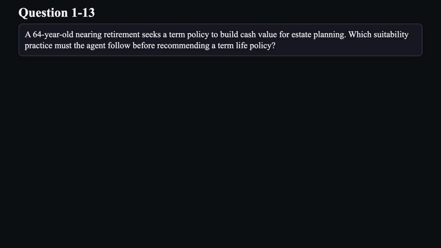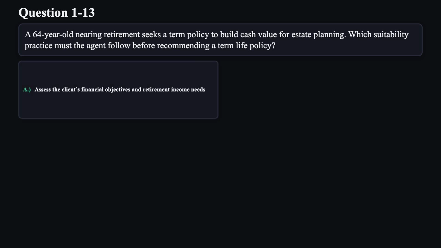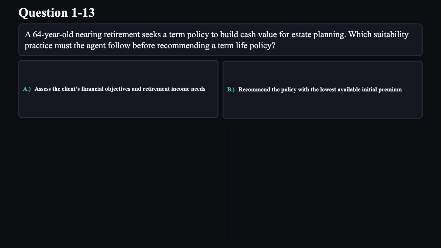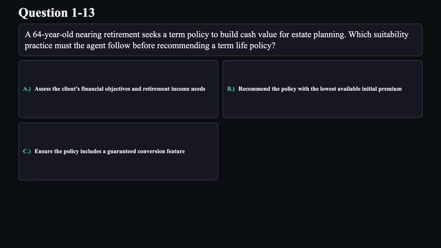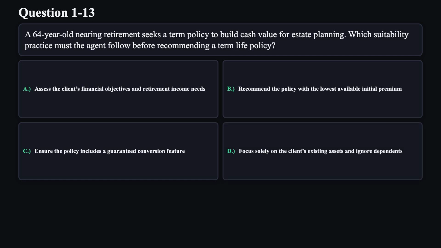Question 13. A 64-year-old nearing retirement seeks a term policy to build cash value for estate planning. Which suitability practice must the agent follow before recommending a term life policy? A. Assess the client's financial objectives and retirement income needs. B. Recommend the policy with the lowest available initial premium. C. Ensure the policy includes a guaranteed conversion feature. D. Focus solely on the client's existing assets and ignore dependents.